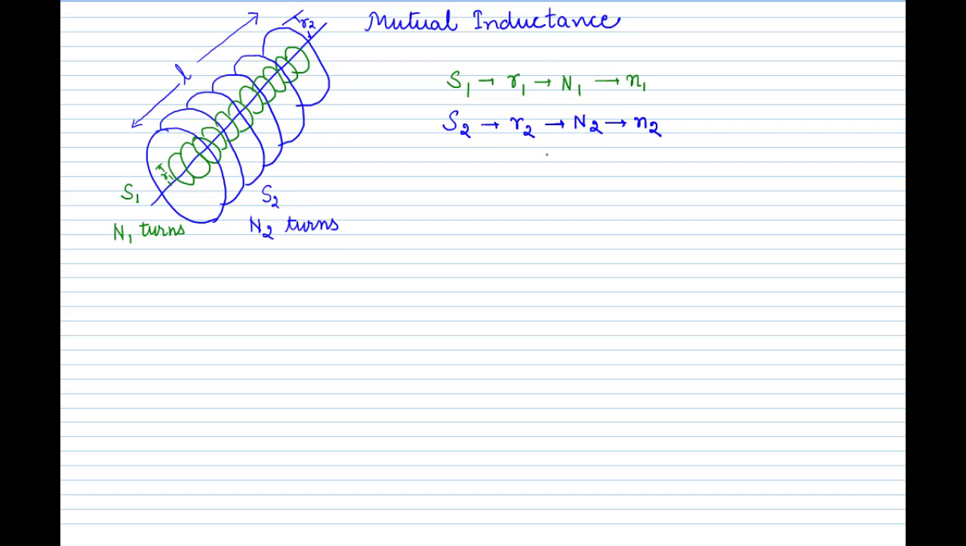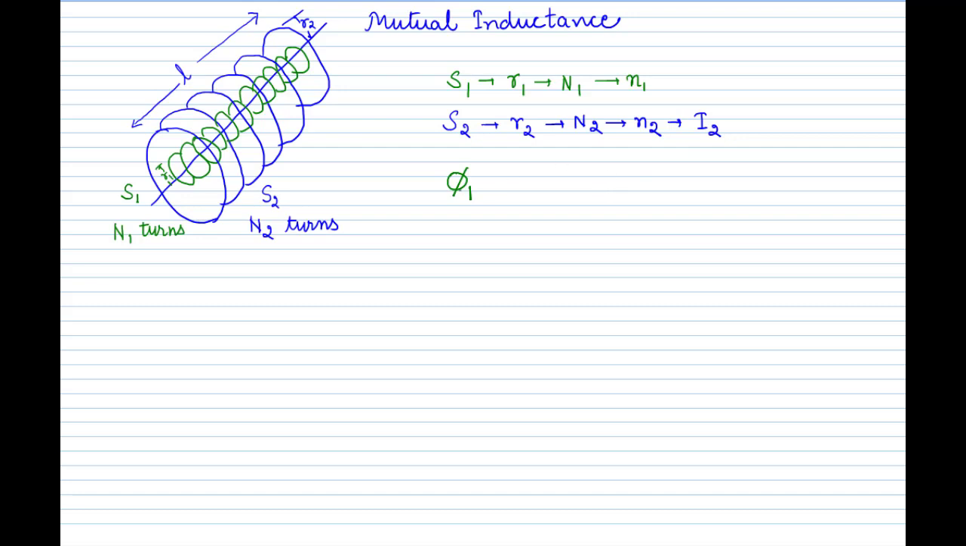Now, in the coil S2, shown in blue color, we set the current I2. So I2 is the current flowing in the coil S2. If the current is flowing in the second coil, then due to the flow of the current there is a magnetic flux in the coil S1. We call this flux phi1, because it is the magnetic flux in coil S1. So this magnetic flux is due to the current in coil S2.